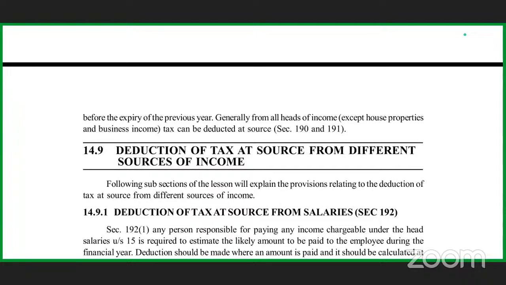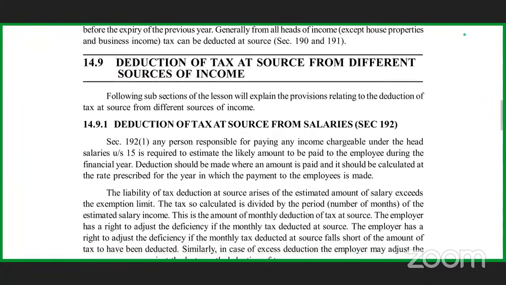And deduction of tax at source from different sources of income. As we know, we have five different sources of income, as we have discussed: income from salary, house property, business and profession, capital gains, and other sources. Now, under which head, how the tax is deducted at source, let us understand that.